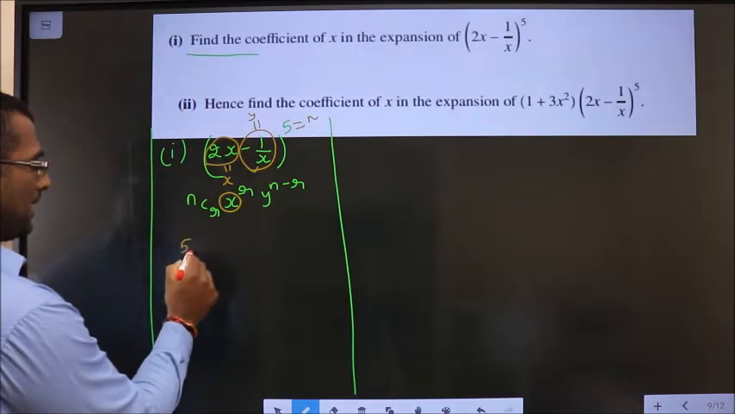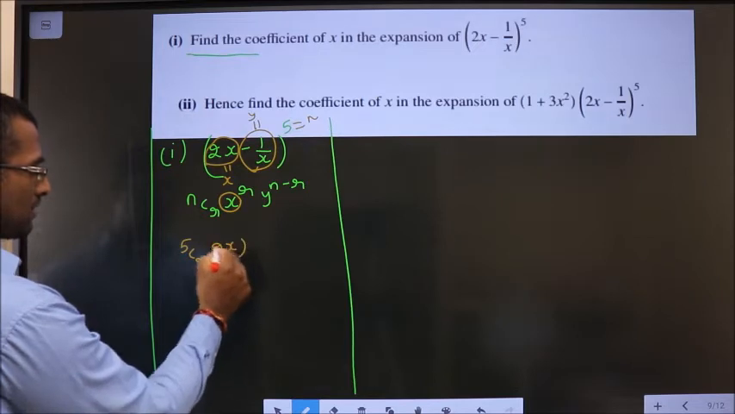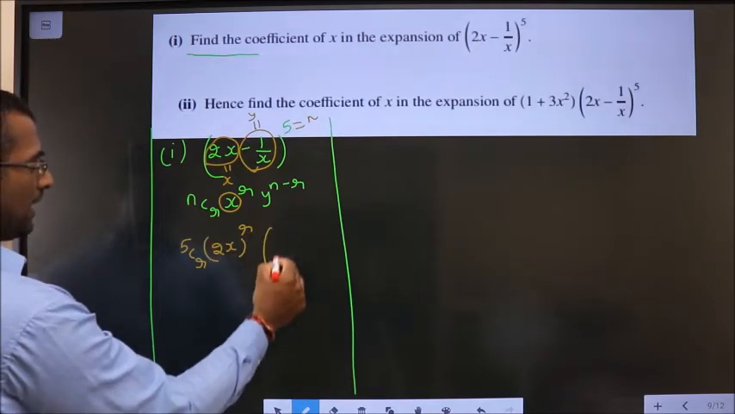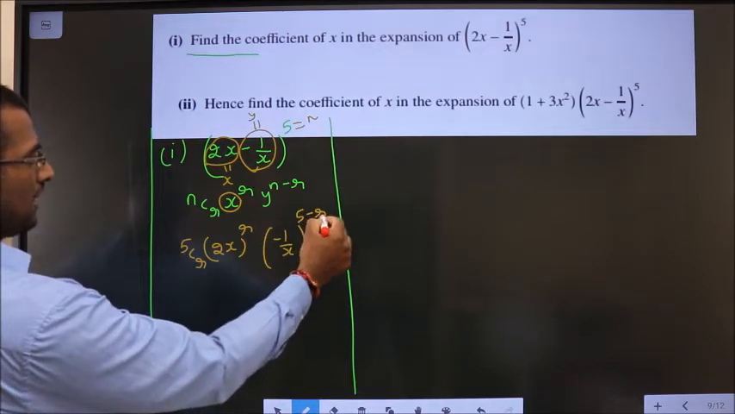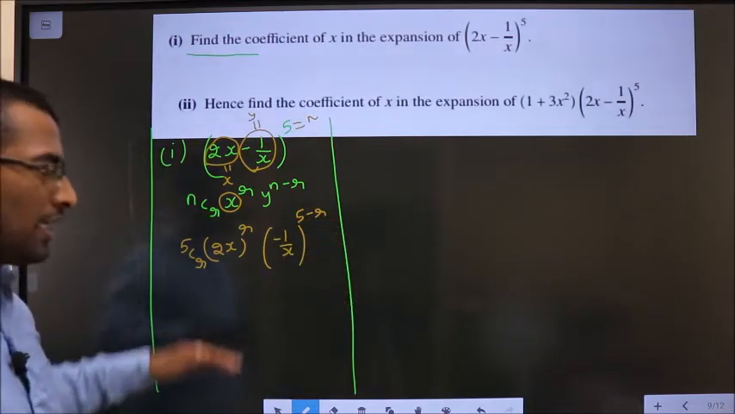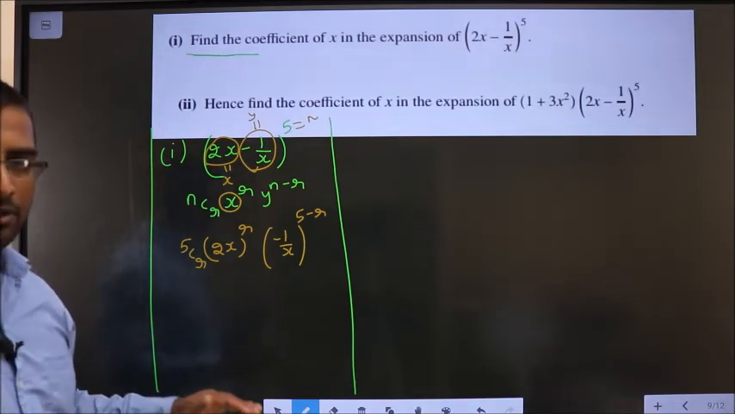Now replace them in the general term. So that will be 5Cr. In place of x it is 2x. In place of y it is (−1/x)^(5−r). Now simplify this to the maximum extent possible. And how do we do that? See.